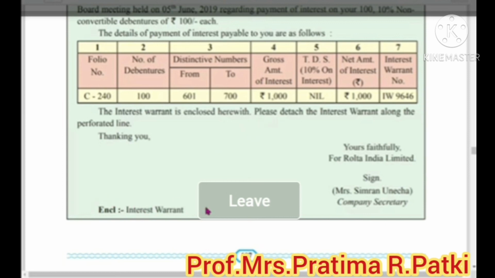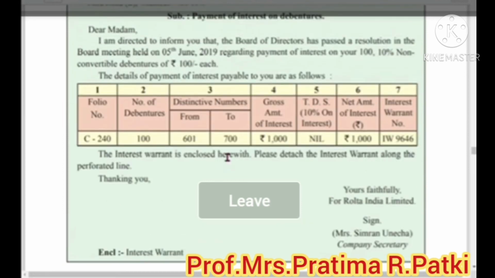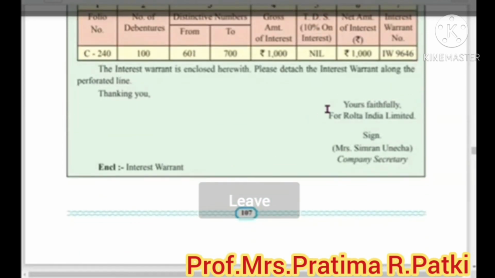Okay, so your interest warrant is an enclosure. Then again we write thanking you. We do a closing greeting for the receiver. And then we write the complimentary close, yours faithfully, and the signature of the company secretary.